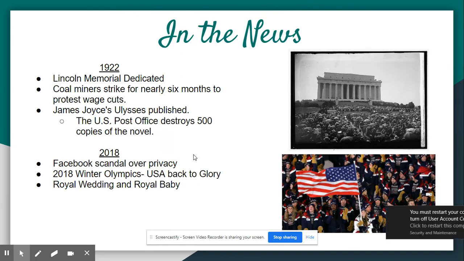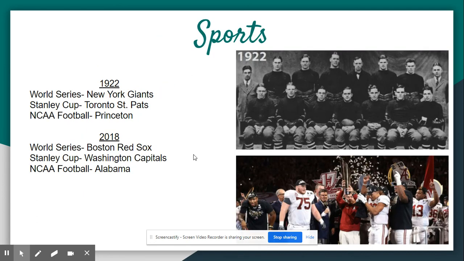In the news, the Lincoln Memorial dedicated. The coal miners struck for nearly 6 months to protest wage cuts. James Joyce's Ulysses, which is a very popular publication, was published. The U.S. Post Office destroyed 500 copies of the novel. So it was a big scandal. In 2018, we had the Facebook scandal over privacy, Winter Olympics, royal wedding, and a baby. Sports, World Series, New York Giants won it. Stanley Cup, Toronto. NCAA football was Princeton, and you can see 2018, Red Sox, Capitals, and Bama.